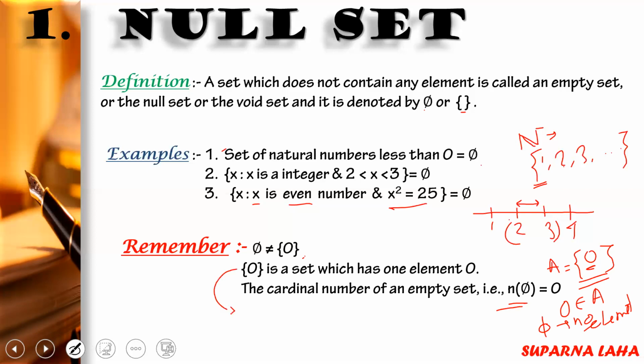But if you check this one, the cardinal number of this set is 1. But here the cardinal number is 0. So these two things are different. Remember this one, this is very, very important. Some of the students always make this mistake, that phi is 0. No, phi is not 0. Phi is just no element in the set, and {0} means there is an element, that is 0. So understand this difference between phi and the set {0}.